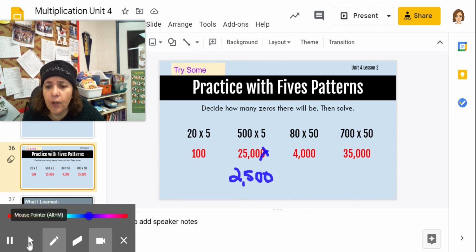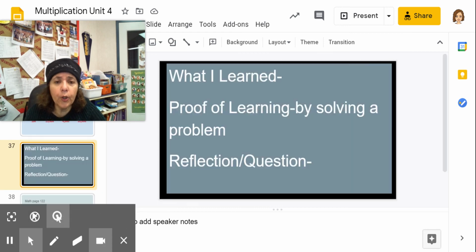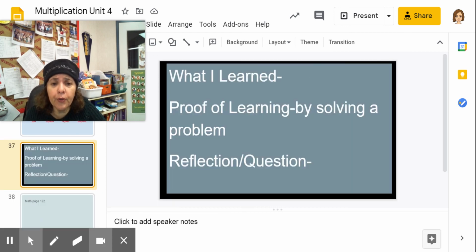All right, so write down what you learned today. Proof of learning by solving a problem that's an odd number and an even number with a 5. And then if you have a reflection or a question. All right, that's the end of our lesson.